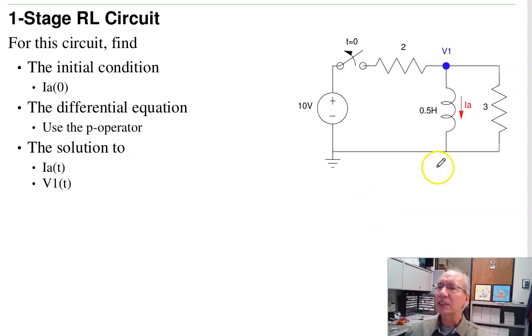Let's start with a single inductor, or a circuit described by a first-order differential equation. Suppose the switch is closed for t less than 0, and then opens suddenly at t equals 0. What is IA of t? What is V1 of t? Well, this is described by a first-order differential equation.